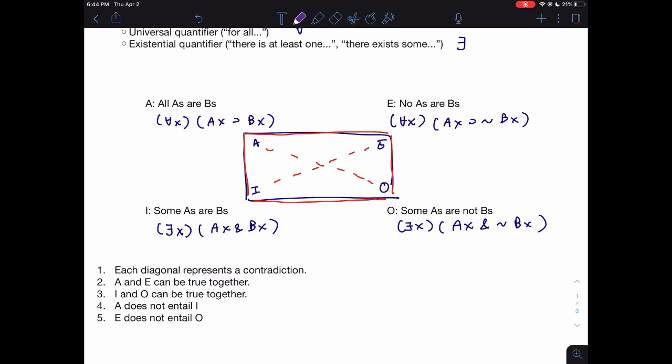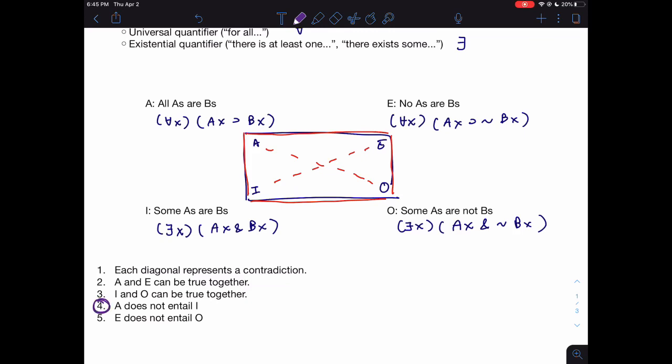And how that works is, if nothing instantiates, if there are no A's, then both A and E are trivially true. So A and E can be true at the same time if there are no A's. If there are no A's, then it's going to be trivially true that all A's are B's, and it's also going to be trivially true that no A's are B's. Same relationship holds between I and O. These two claims are perfectly consistent. I think that's a bit easier to see. The claim that some A's are B's is compatible with the claim that some A's are not B's. So "some Michigan students are from New York" is compatible with the claim that some Michigan students are from California.